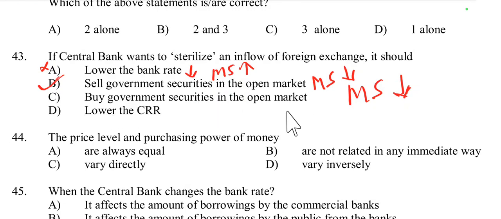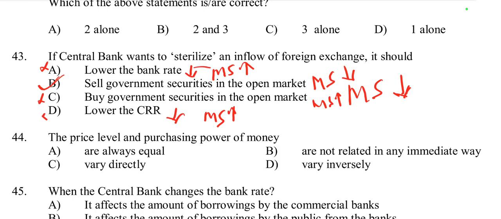Then the third one is buy government securities in the open market. If the government buys securities in the open market, the central bank gives money to the public, so money supply in the economy rises. So this is not correct. Then lower CRR, the cash reserve ratio. When the cash reserve ratio reduces, lending to the public rises, so money supply also rises. So this is not correct. So only option B is right here.